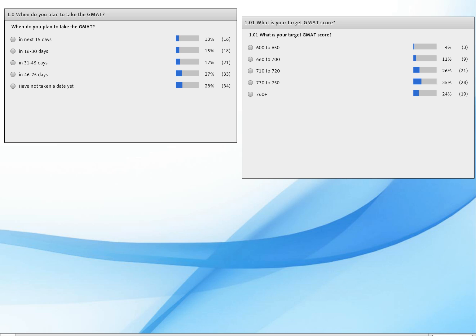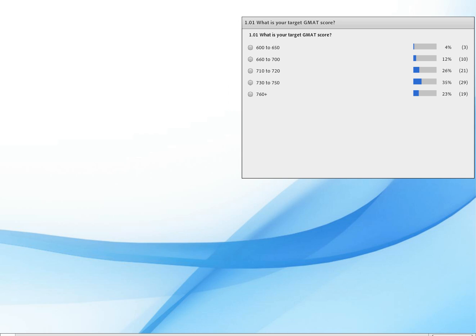One of the things that I always believe in is that the less time you have, the more planned, the more deterministic you need to be. So if you are in that group where you have the next 15 days, make sure you know exactly what you need to do to get to that target GMAT score within the next 15 days or so.